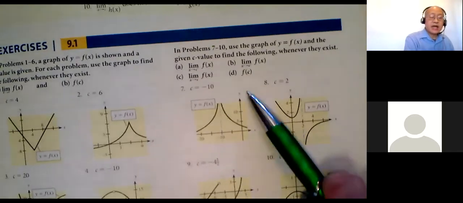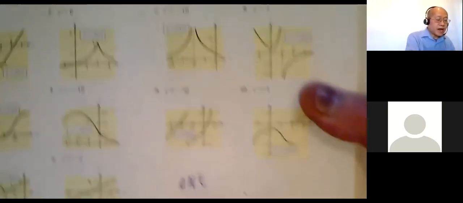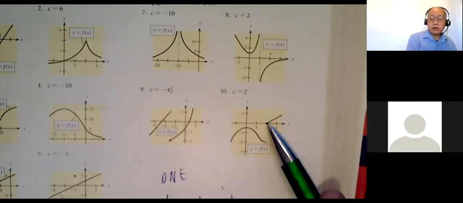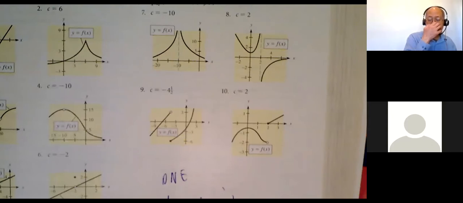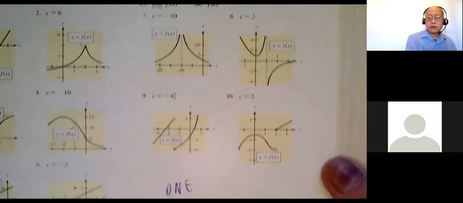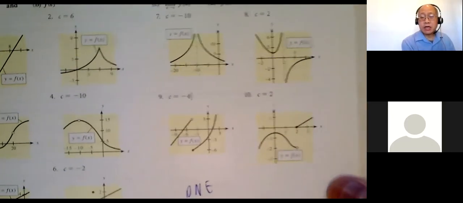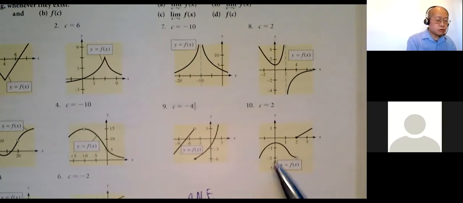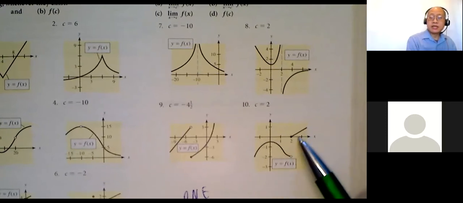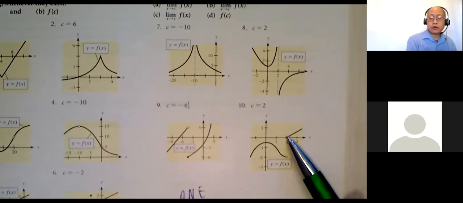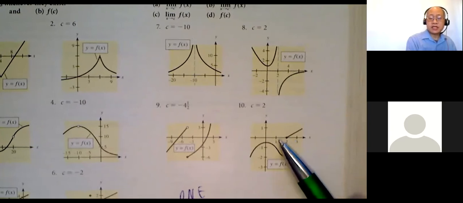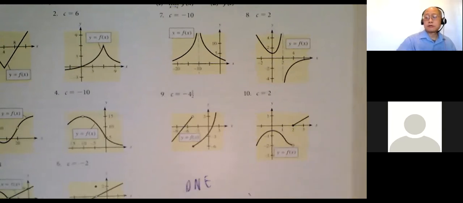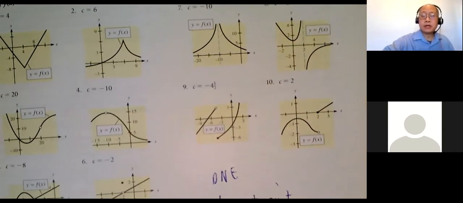And then 10d, f of c, right at x equals 2. Is there a dot? Yes, there is, right over here, and that's 0. So 10d is 0. Quick recap again for question 10: 10a is negative 2. 10b is 0, we get your y value. 10c does not exist, D and E, and 10d is also 0. Okay, and that's it.